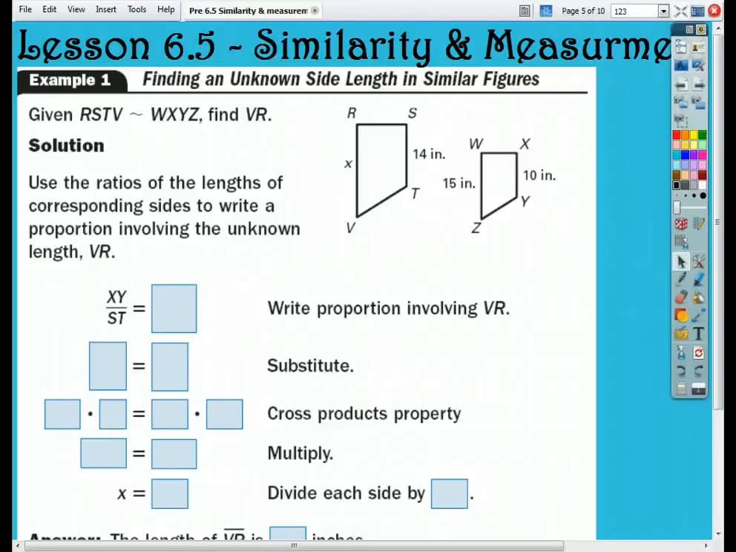All right, today, lesson 6.5, Similarity and Measurement. In your notes, chapter 6, pre-algebra, here we go. On this fine Monday.